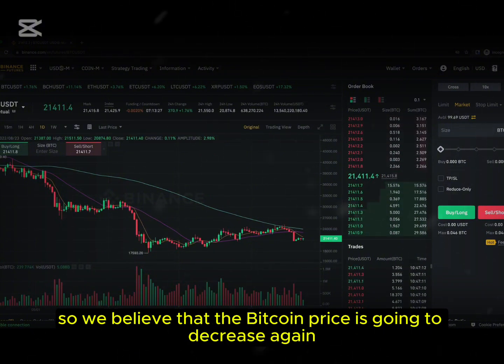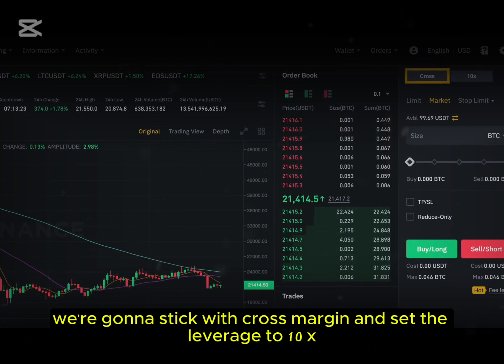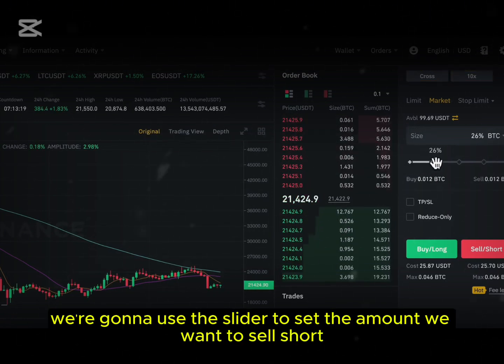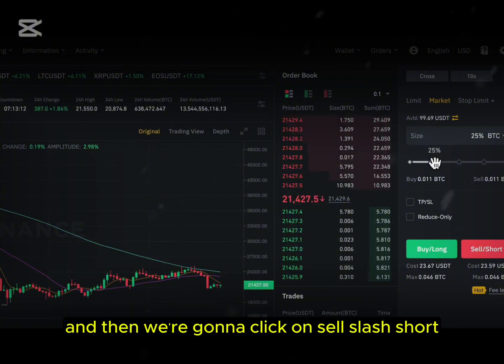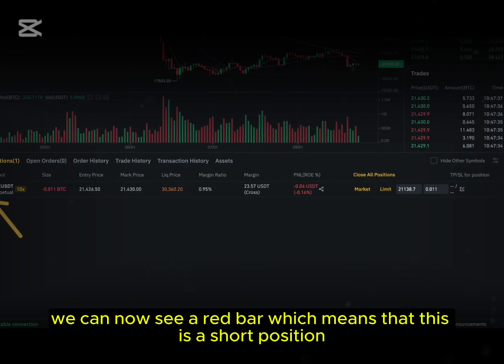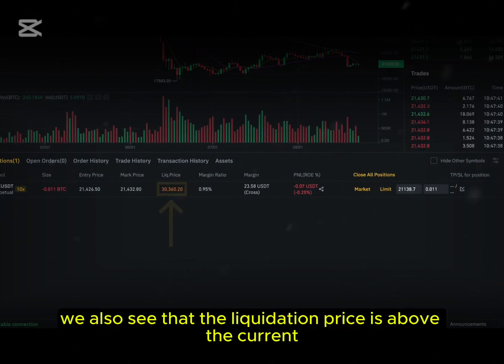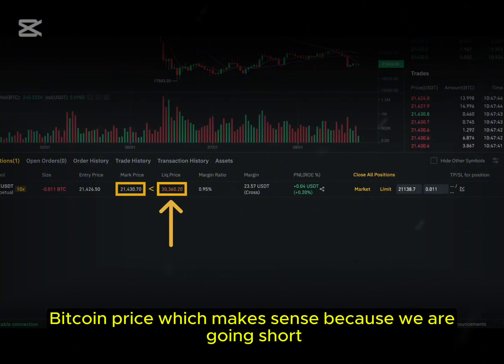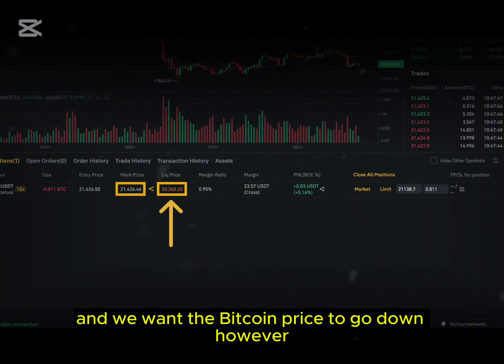So we believe that the Bitcoin price is going to decrease again. We're going to stick with cross margin and set the leverage to 10x. We're going to use the slider to set the amount we want to sell short. And then we're going to click on Sell/Short. In our open position, we can now see a red bar, which means that this is a short position. We also see that the liquidation price is above the current Bitcoin price, which makes sense because we are going short, and we want the Bitcoin price to go down.